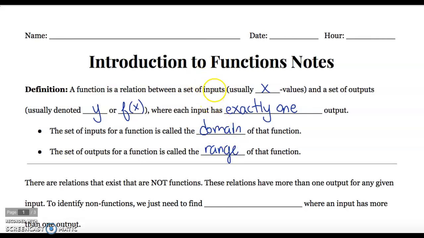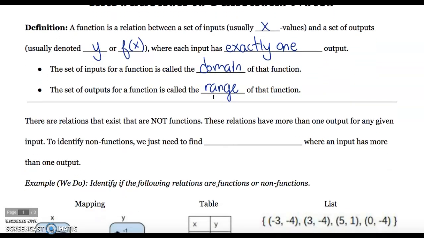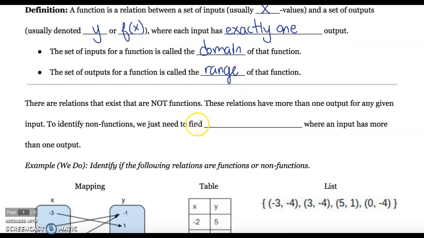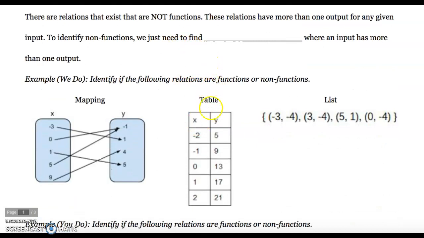Okay, so now that we have an idea of what the definition is, we're going to go ahead and talk about how to identify functions versus non-functions. So there are relations that exist that are not functions. These relations have more than one output, so that means that they have more than one y value for any given input. That means one x value would go to two separate y values. To identify non-functions, all you need to find is one example, so that's all you need is just one, where the input has more than one output.